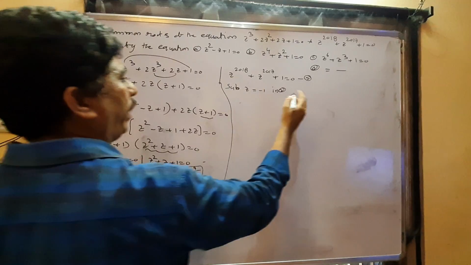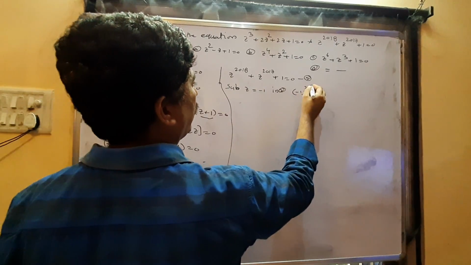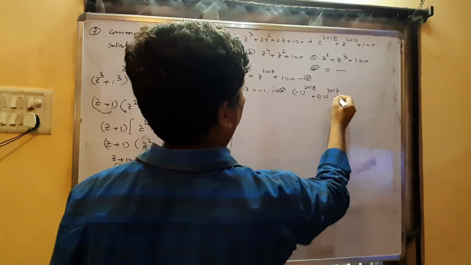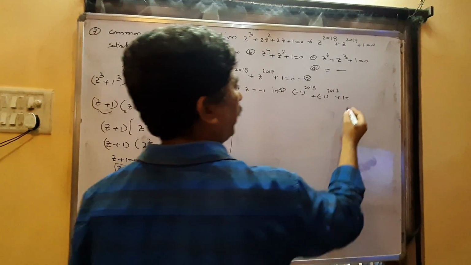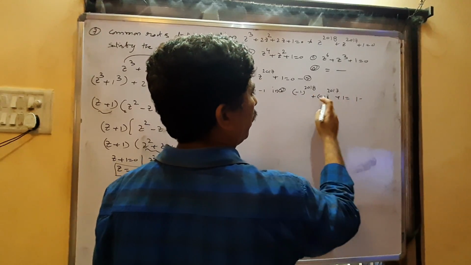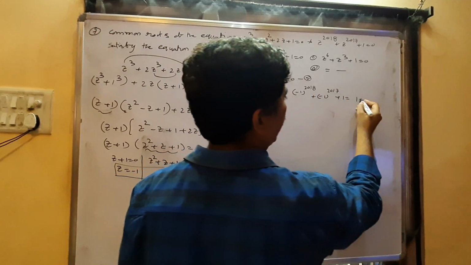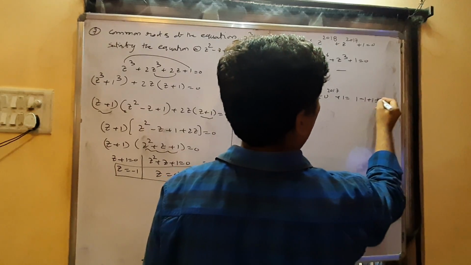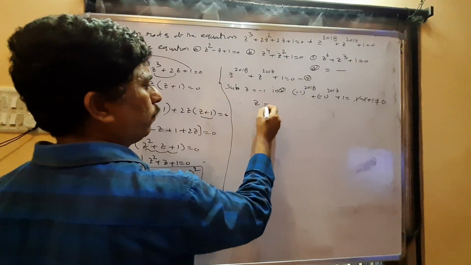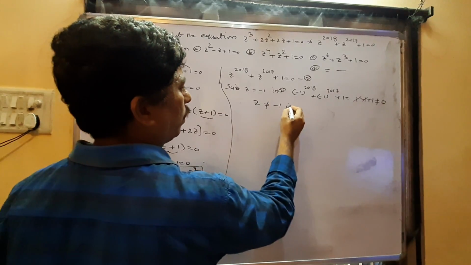We get (-1)^2018 + (-1)^2017 + 1. Minus 1 to an even power is plus 1, and minus 1 to an odd power is minus 1, so 1 - 1 + 1 is not equal to 0. So z = -1 is not a root of the equation.